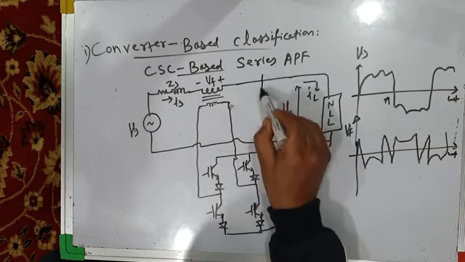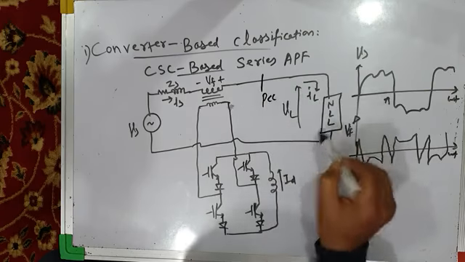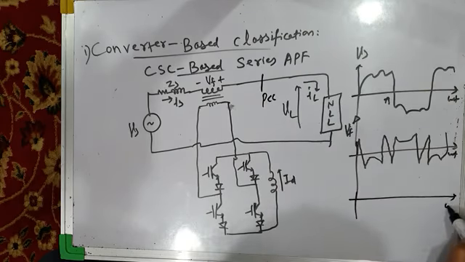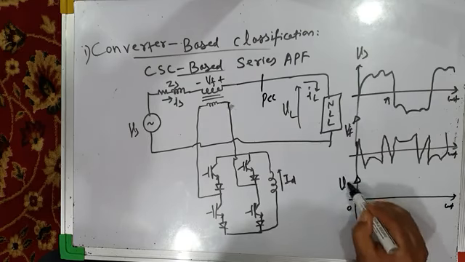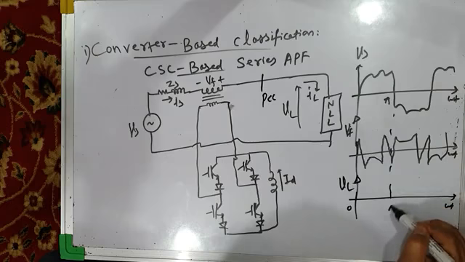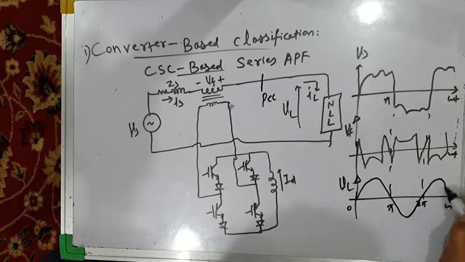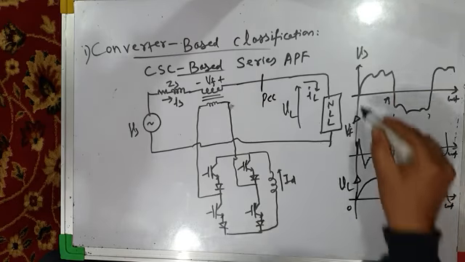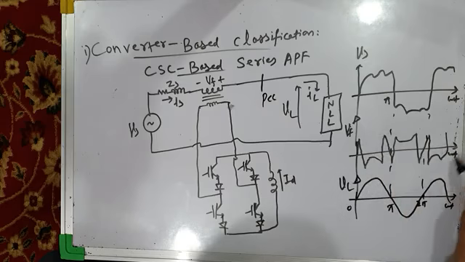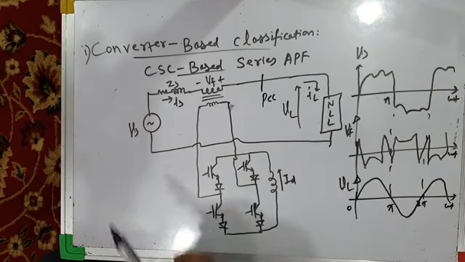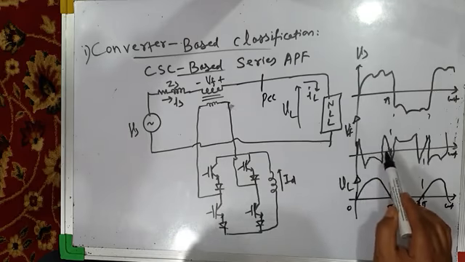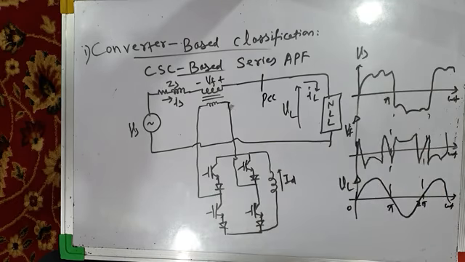Therefore, the voltage which is available at the point of common coupling across the load, that is load voltage, will be purely sinusoidal. This is your load voltage VL. It will be purely sinusoidal. This is pi, for example, this is 2 pi, and so on. So load voltage becomes sinusoidal. Although the source voltage is distorted, the series active power filter injects the compensation voltage or filter voltage, which comprises all the harmonics present in the source voltage, cancels them, and makes load voltage purely sinusoidal.